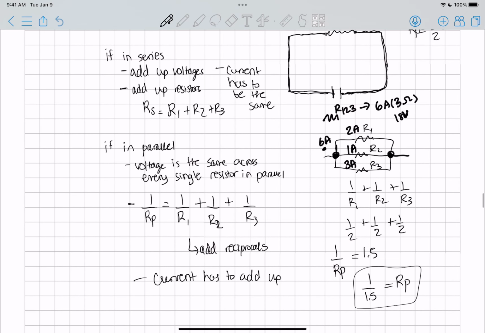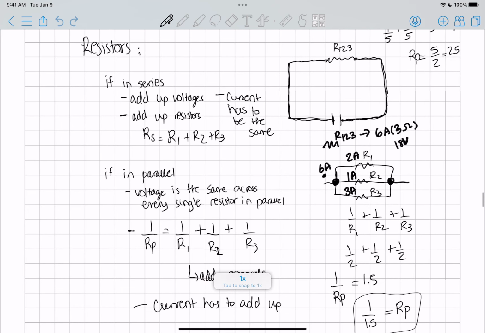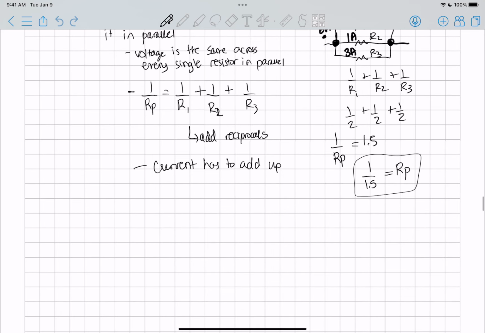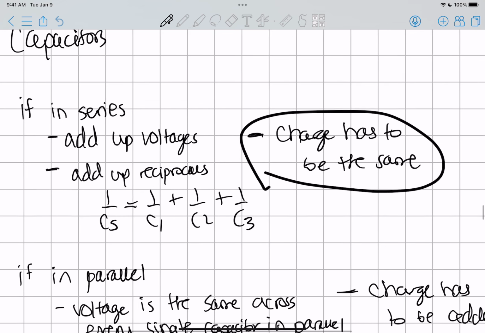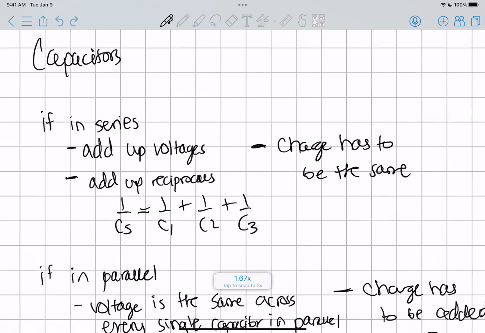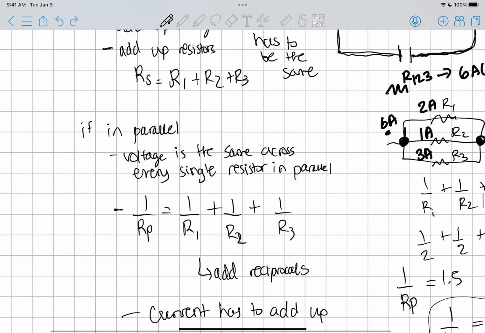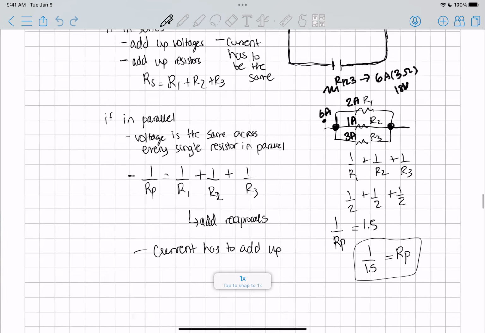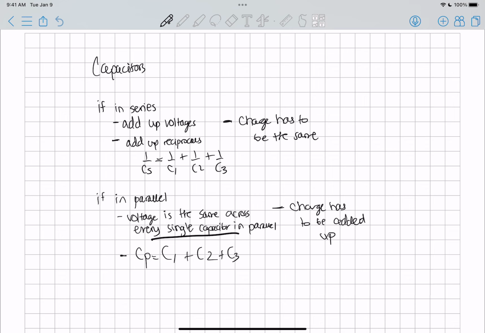And the same concepts apply, essentially, right? So current has to be the same for capacitors in series. That means that the charge, because current is charge over time, right? And so charge has to be the same for capacitors in series. And the voltages have to add up, right? Same thing for parallel. The voltage is the same across every single capacitor, or every single resistor in parallel, right? So the same concepts apply, but the math differs.